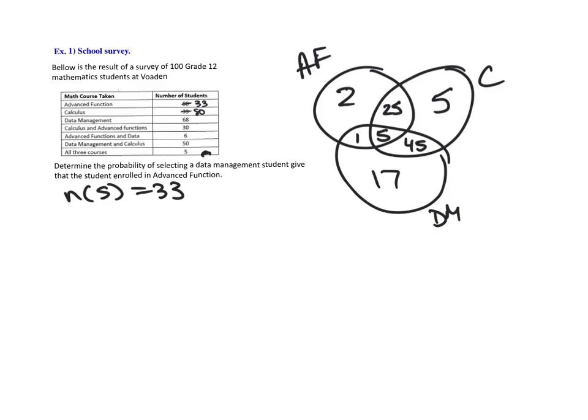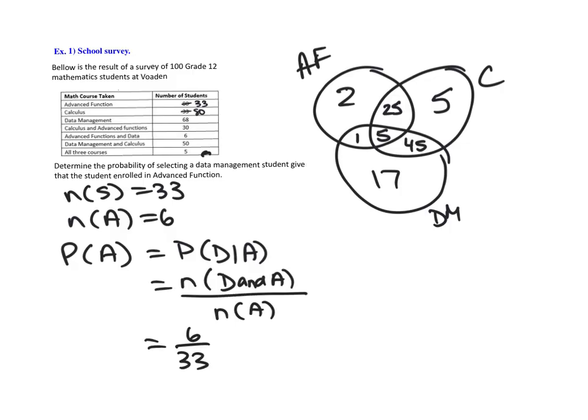We want a data management student given that they're enrolled in advanced functions, and we know that there are 6 of those. So the probability of choosing one of those 6 is the probability of choosing a data management student such that they were enrolled in advanced functions. We can do that by saying it's the number of students that are in data and advanced functions over the number of students in advanced functions, which, as we knew, was 6 over 33.